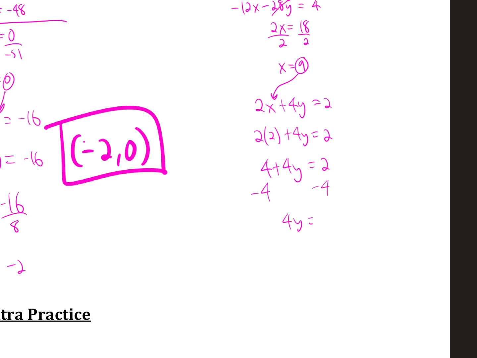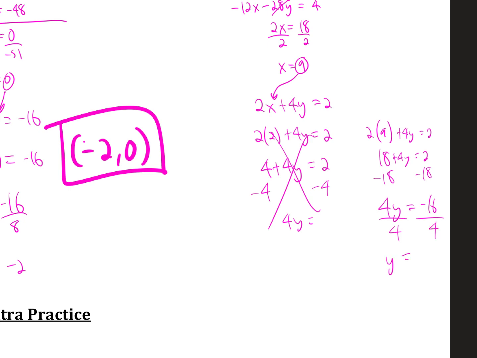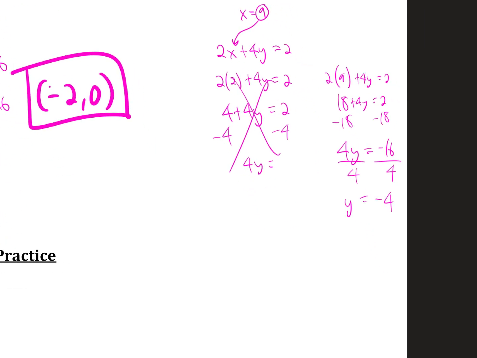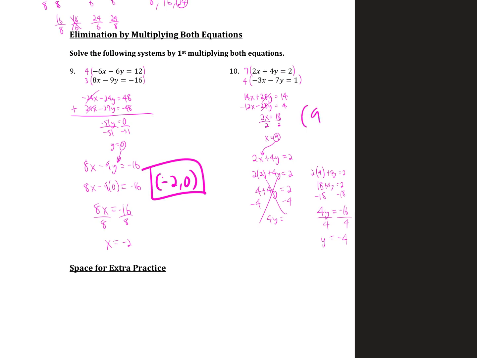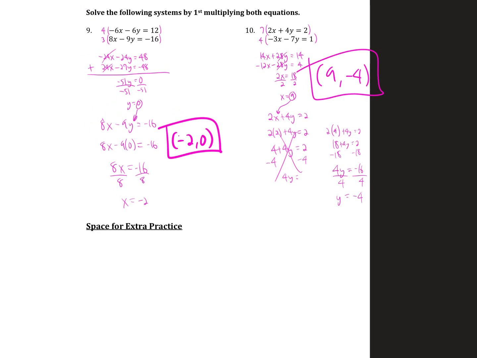So anyway, I'm going to rewrite this. It should be 2 times 9 plus 4y equals 2. This should be 18 plus 4y equals 2. Subtract 18. 4y equals negative 16. Divide by 4. We get y equals negative 4. So our answer for this one will be 9, negative 4. All right, and that is all I have for you today with elimination.